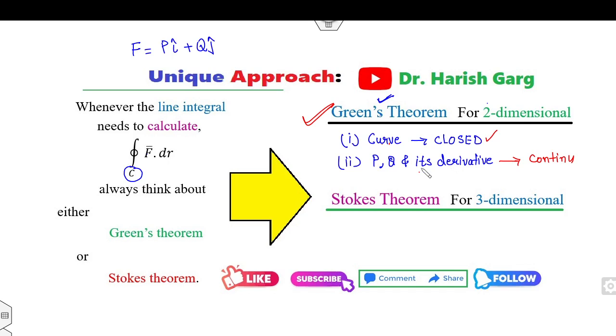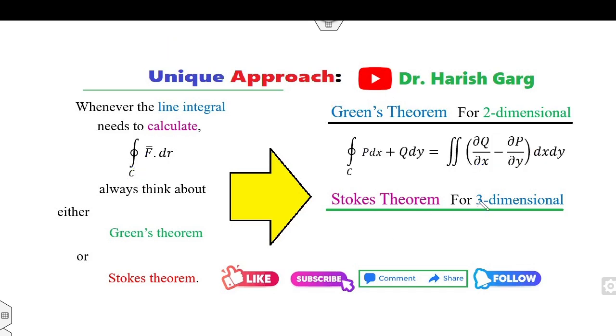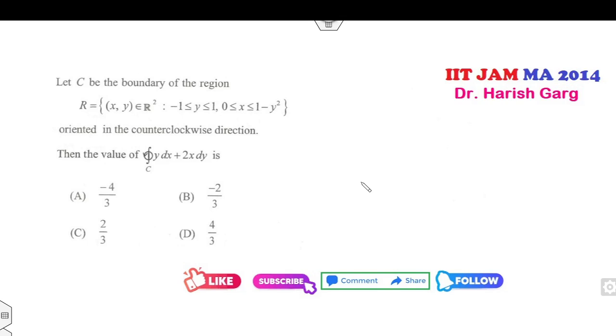Similarly, if it is of 3 dimensions, then you can apply Stokes' theorem, while for 2 dimensions you can apply Green's theorem. The rule is very simple. You take the partial derivative of Q with respect to x and of P with respect to y. Now look at that, a very simple approach.